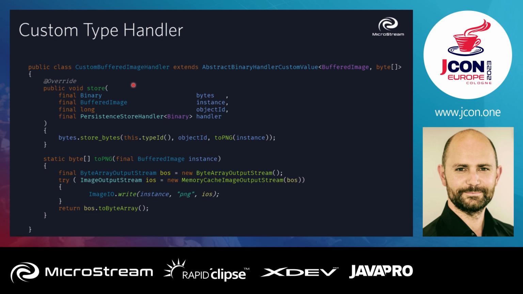In this case, one from the JDK. You define the binary representation, the PNG for images, and you restore the BufferedImage in a different method, but it's simple. Convert to bytes, restore from bytes, good to go.